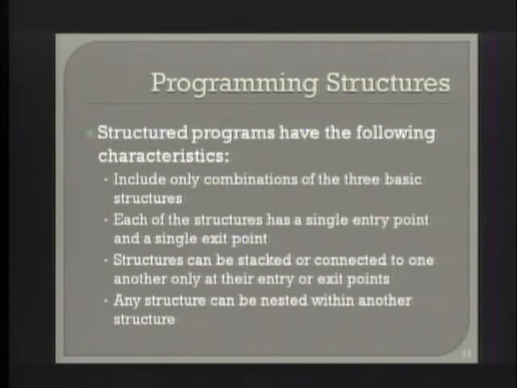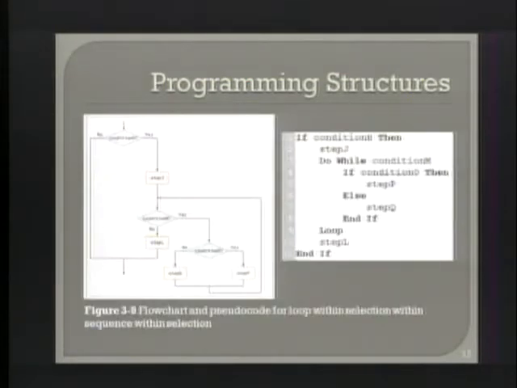So, programming structures. You have structured programs and you have unstructured programs. Structured programs use only those 3 basic structures, and each of the structures has a single entry point and a single exit point. So if I look back here, here is the entry point for the decision structure right here. Here's the exit point. This is a sequence. Here's the entry, here's the exit. Okay, 1 entry point, 1 exit point.